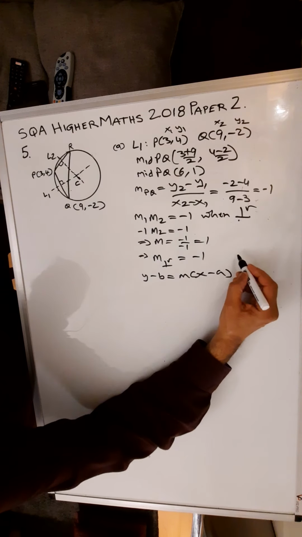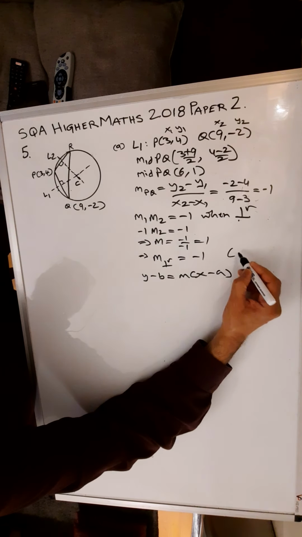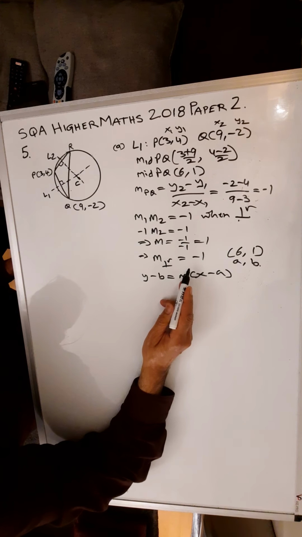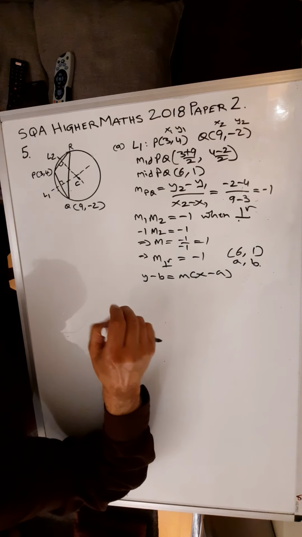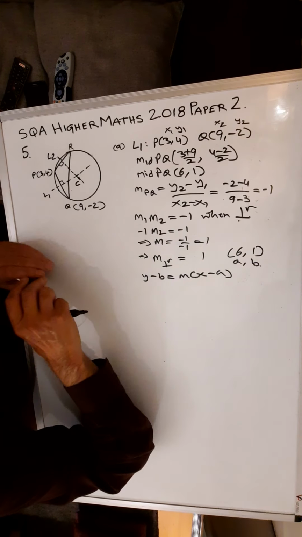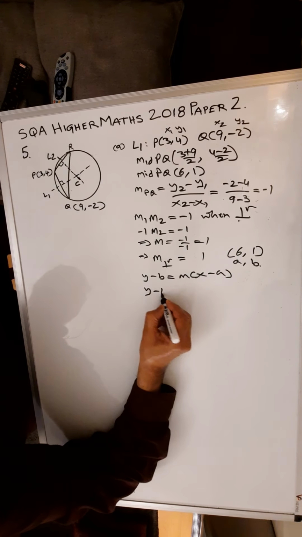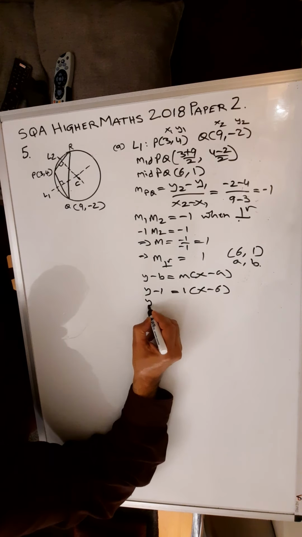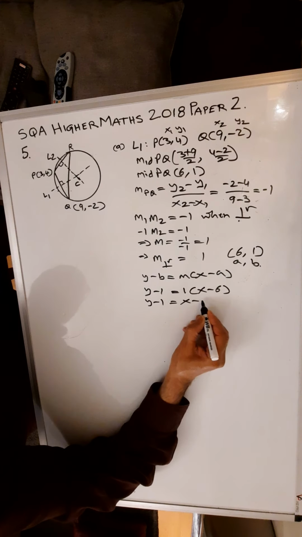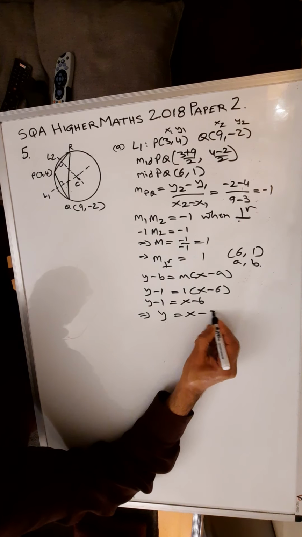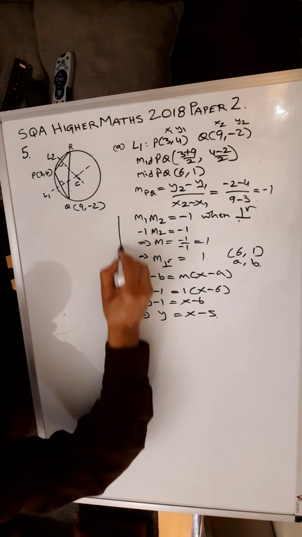Your (a, b) is (6, 1), which is the midpoint of PQ. And the gradient you're using is plus 1. So y minus 1 is equal to 1 times (x minus 6). It means that y minus 1 is x minus 6, which means that y is x minus 5. That's the equation of the line for part A.